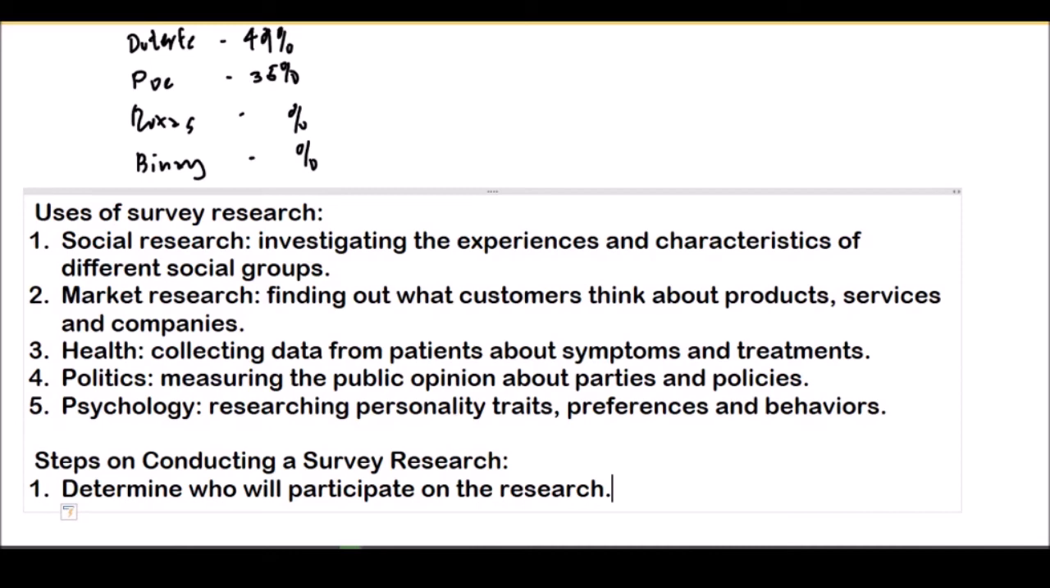So that's why the first step is to determine who will participate in the research. Part of this one is knowing how many. For example, if you're going to get 10% of the population, so if there are 1,000 of them, 10% of 1,000 is 100, so that is so-called random sampling. So you need to get 100 respondents for that research.